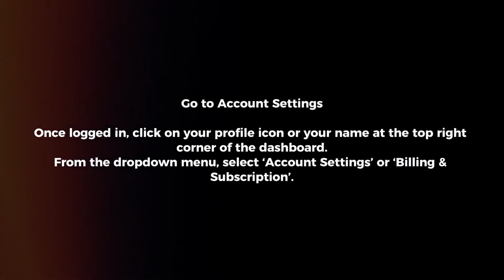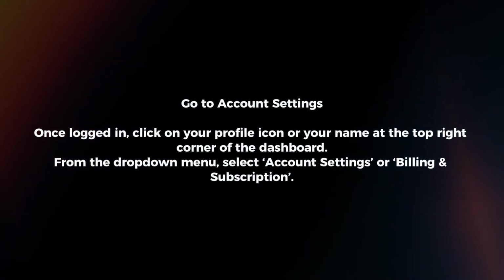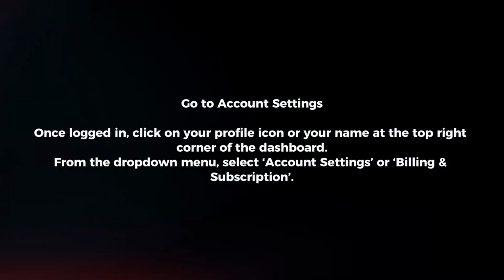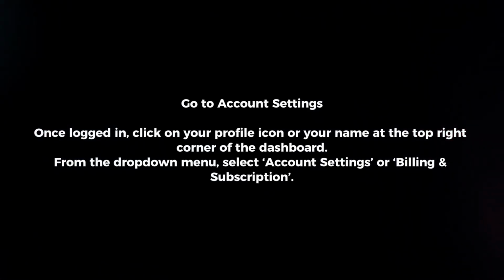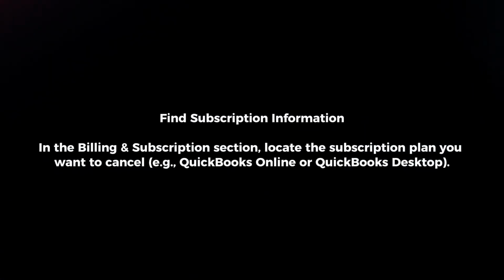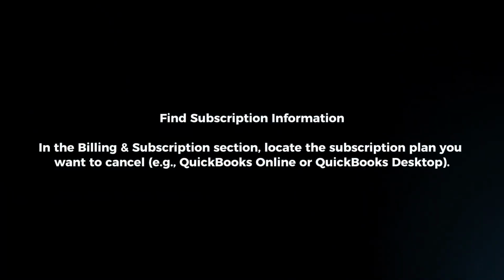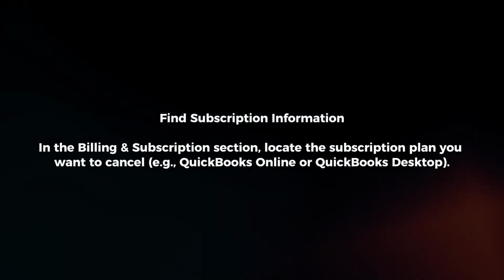Go to Account Settings. Once logged in, click on your profile icon or your name at the top right corner of the dashboard. From the drop-down menu, select Account Settings or Billing and Subscription. Find Subscription Information. In the Billing and Subscription section, locate the subscription plan you want to cancel.